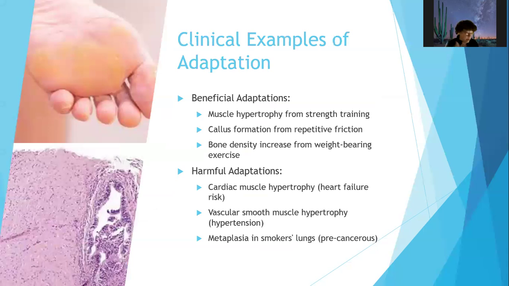So here are some clinical examples of the adaptations. Beneficial adaptations can be like muscle hypertrophy from strength training. Love that. Callus formation from repetitive friction. So I'm learning to play my steel guitar and now I can play it for hours, and because I have those protective calluses, it doesn't hurt my fingers. Bone density increase from weight bearing exercise. Yes, ma'am, we want that. So those are beneficial adaptations.